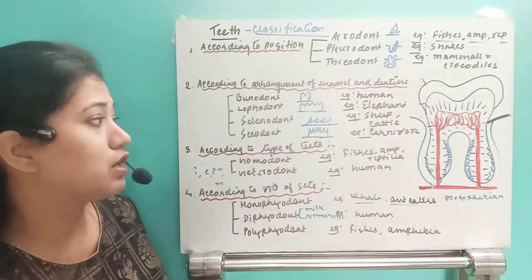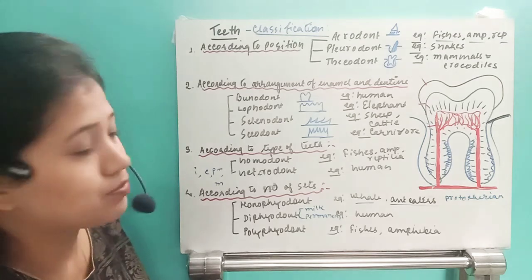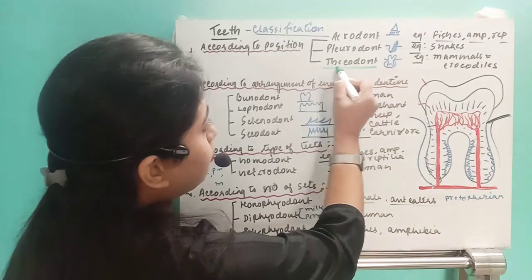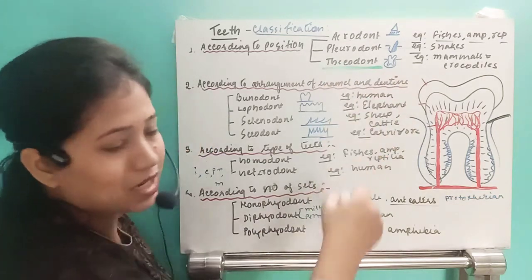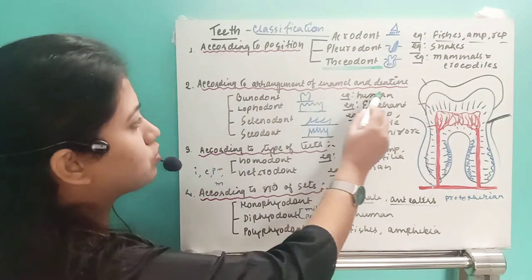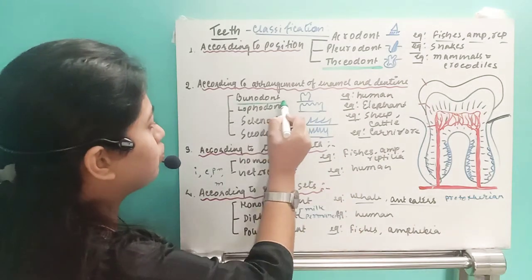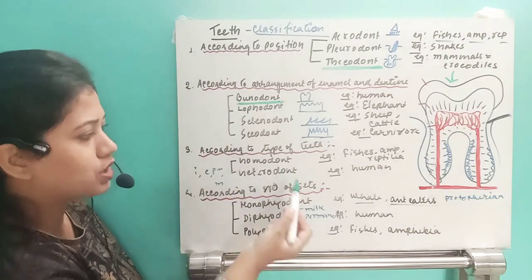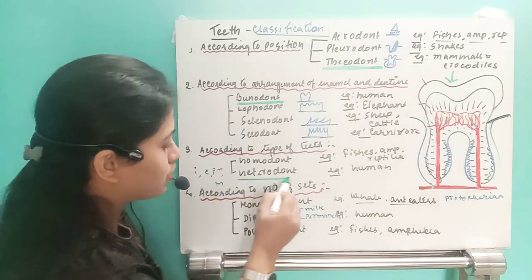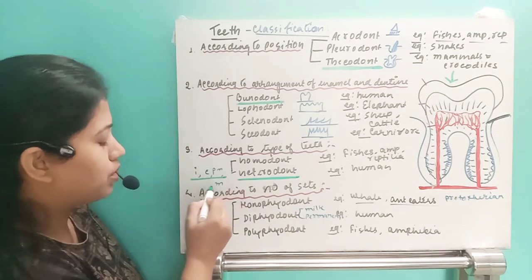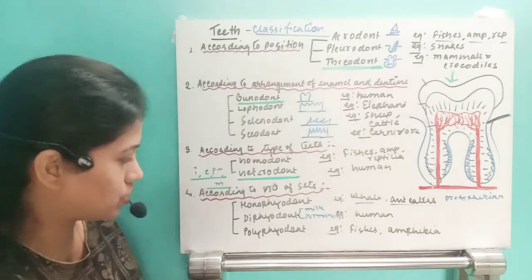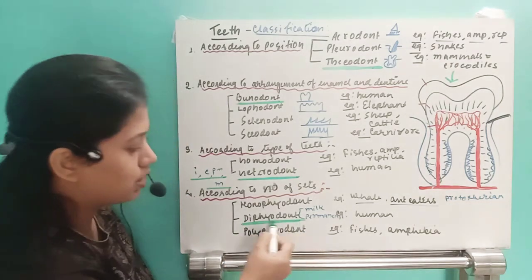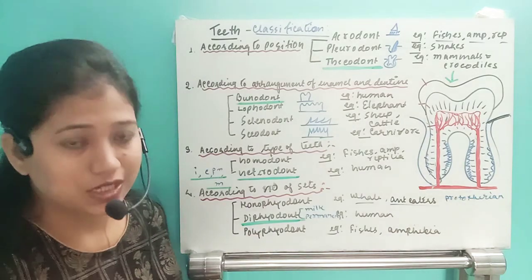Now if you see in the case of humans, how many types of teeth do we have? First of all, according to position, we have thecodont type of teeth. That means our teeth are embedded inside the socket. Second one, according to the arrangement of the enamel, we have bunodont type of teeth because we have a cusp here. Next one, according to the type of teeth, we have heterodont type of teeth because we have premolars, molars, canines, incisors. And according to the number of sets, we have diphyodont type of teeth because we have 2 sets of teeth.